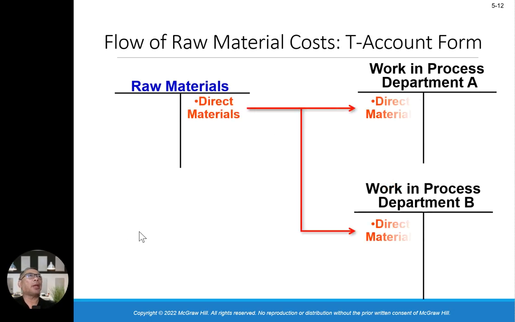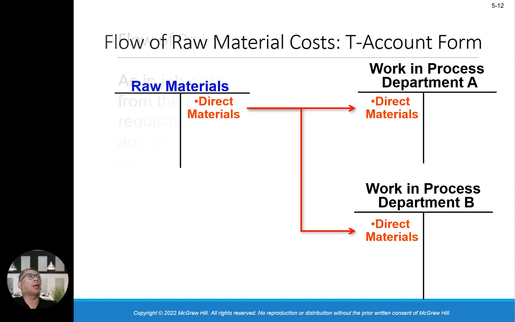Okay, example here: raw materials, direct materials. For example, flour. Process department A is mixing the dough. That includes all the spices and sugar and salt, which is going to be here. Once this is done, it's going to go here, where process department B is also using direct material, such as cooking oil.